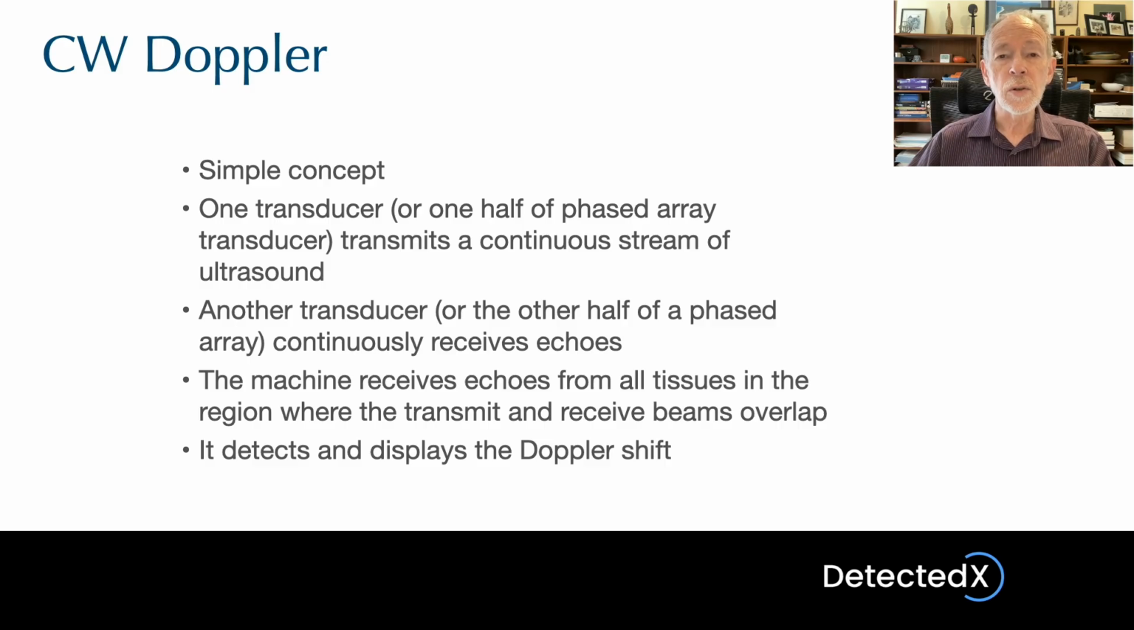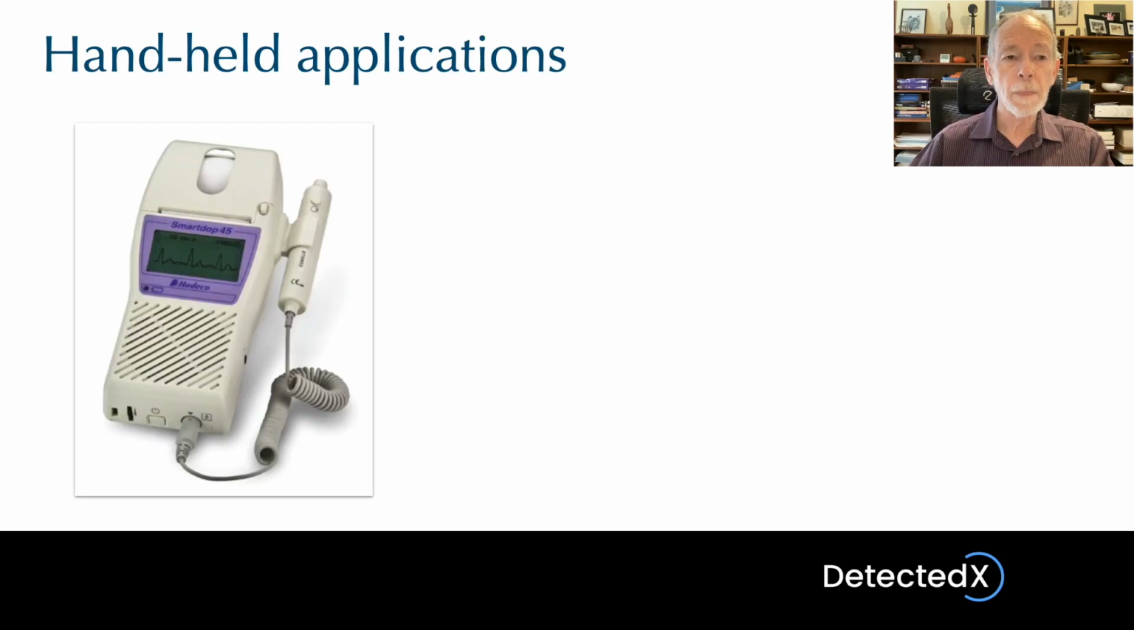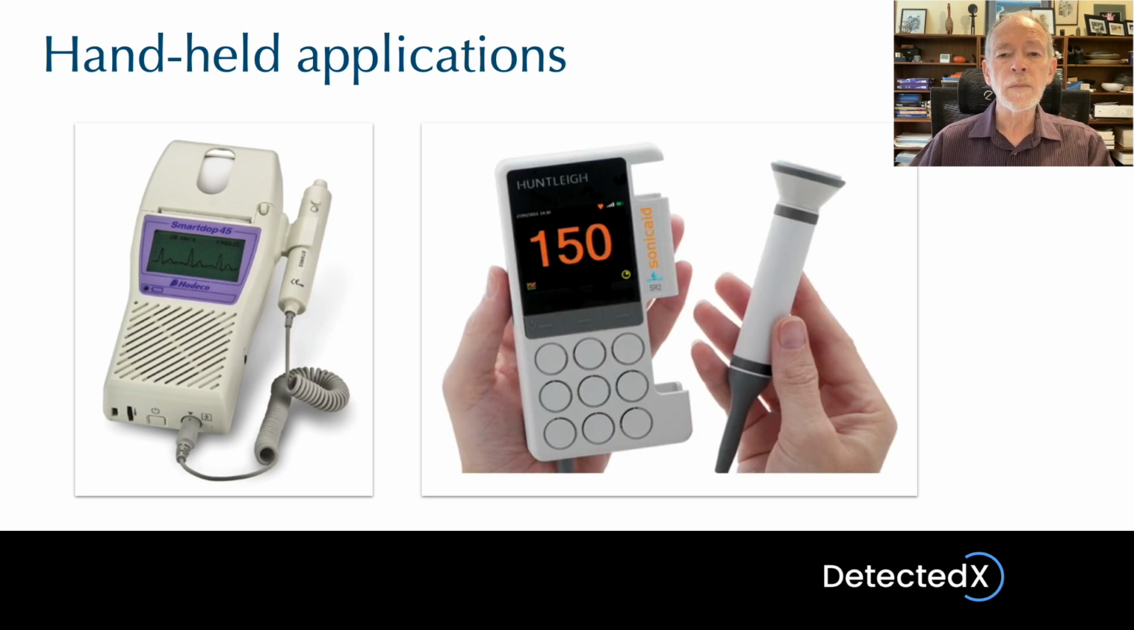Naturally, the amplitude is low, so that the total energy delivered to the patient is within safe limits. So the machine receives echoes from the tissues and detects any Doppler shift, and it can then display that Doppler shift. Here we have examples of two handheld applications of CW Doppler. On the left, we have a unit that might be used in a vascular laboratory, and on the right, we have a fetal heart detector.